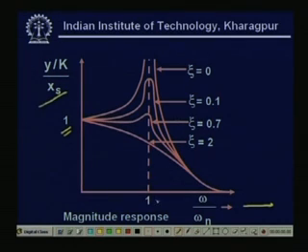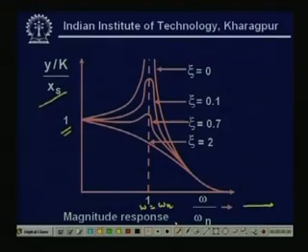And you see that here is omega equal to omega n. Interestingly, when xi equal to 0, that means the damping coefficient is 0, it is a very impractical thing. I mean, you cannot make the damping coefficient 0.